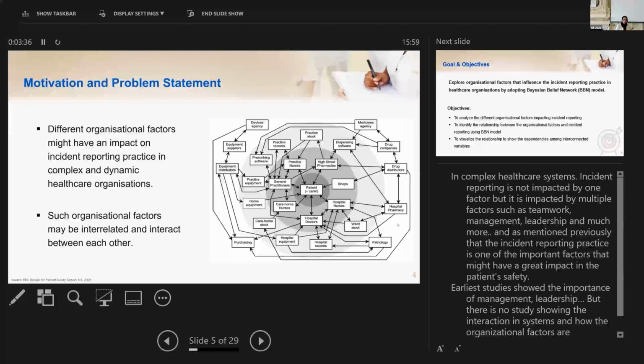Okay. So in complex healthcare systems, incident reporting is not impacted by just one factor, but by multiple factors, such as teamwork, leadership, management, and much more. As mentioned previously, incident reporting is one of the most important factors in patient safety. Earlier studies showed the importance of management and leadership, but still there is no study showing the interactions in systems and how each factor can influence the other.